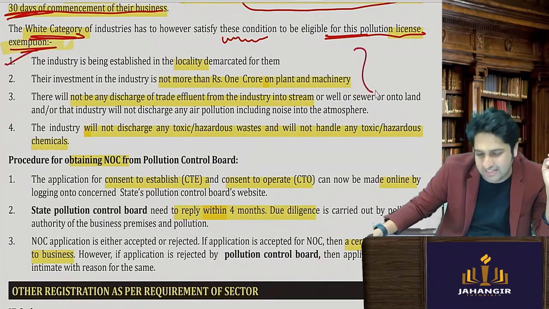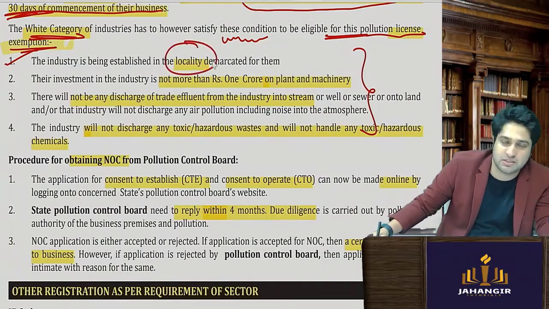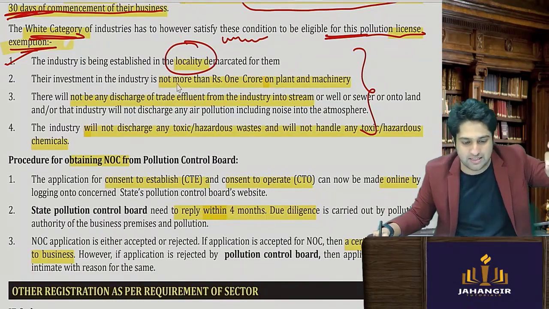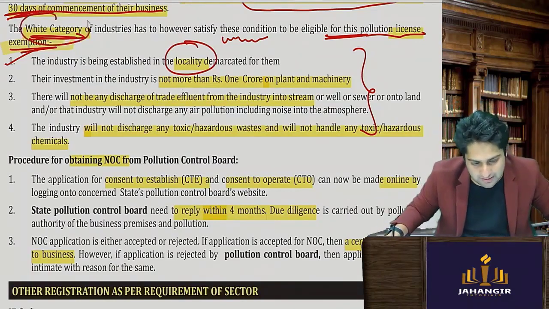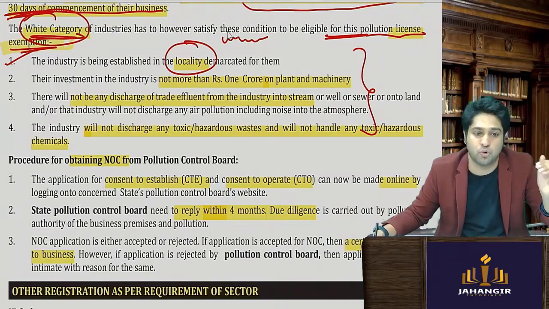Okay, so white category कब होगा जब छोटे level की industry है. So you are setting up in a certain locality which is far, where it is not populous. So who can come under the white category? They don't have to take exemption. They don't have to take approvals.